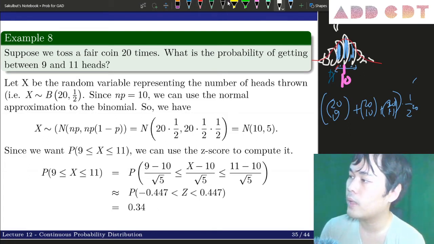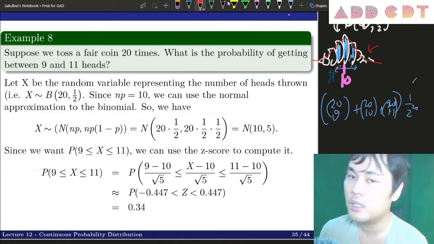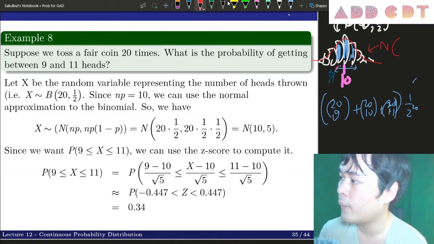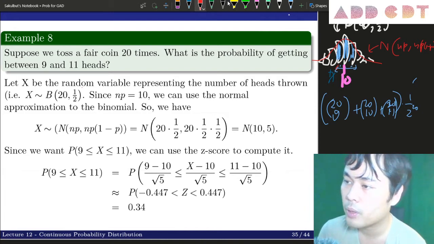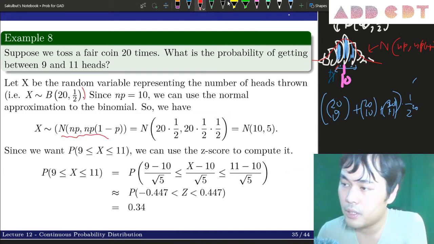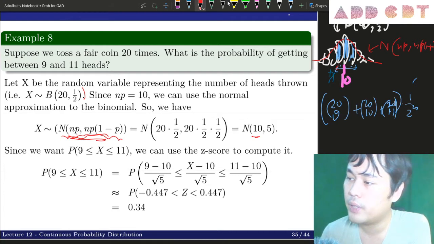The white one is the binomial distribution with 20 trials and the chance of success being 1/2. This red curve here is the normal distribution with different parameters. So first we have to determine what the parameters are. I'm missing the parentheses here. We can just use that formula we got on the last page. N is 20, p is 1/2. 20 times 1/2 is just 10. For the rest, we have 20 times 1/2 times 1/2.